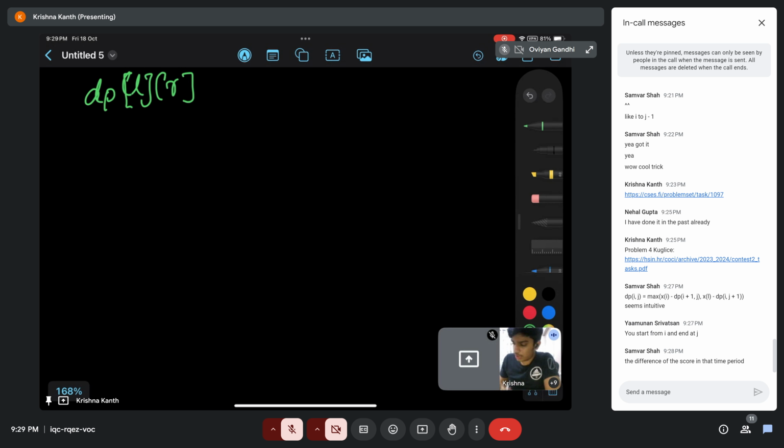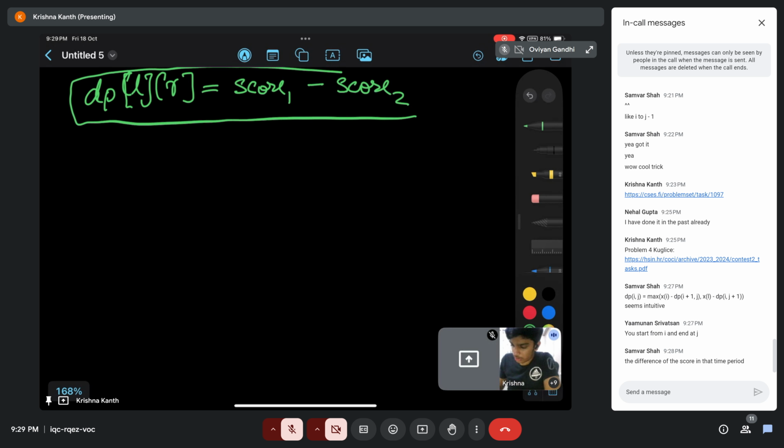The other thing that is helpful is the difference in scores. Basically, this is equal to the score of the first player minus the score of the second player. Now, using this as a state is quite helpful. And this is clearly something that you want to maximize, right? The person who's starting the game from this state L to R will definitely want to maximize the difference of his score and the opponent's score. So the problem reduces to maximizing this. Does that make sense? So this is what we're trying to solve now.